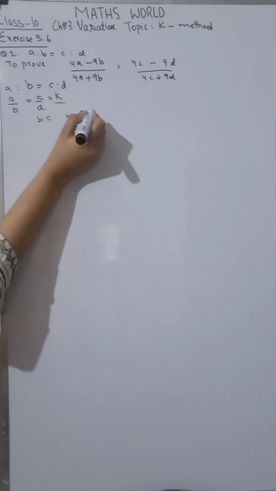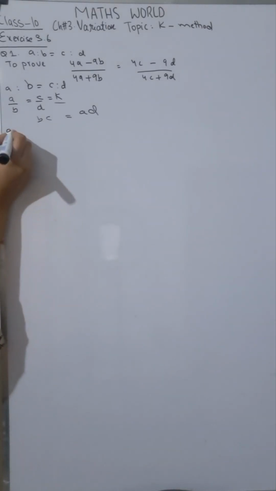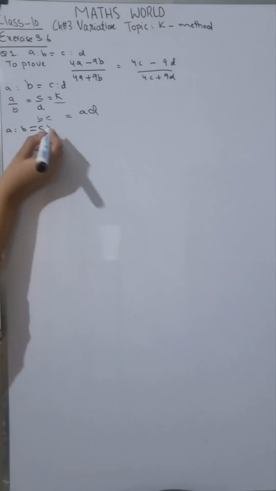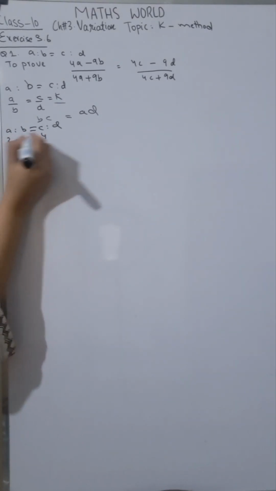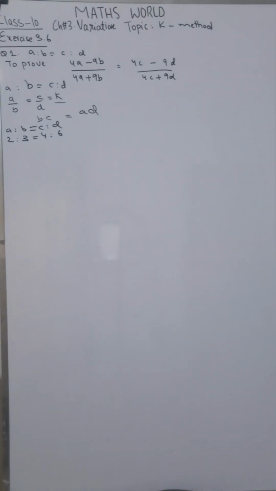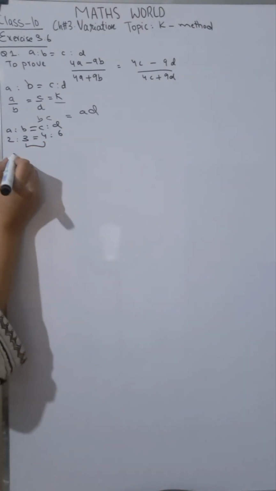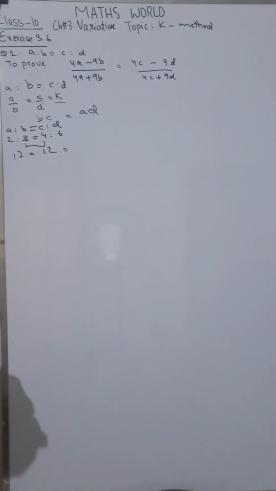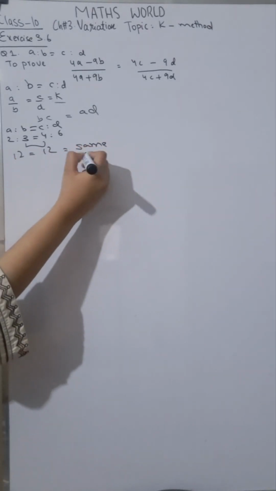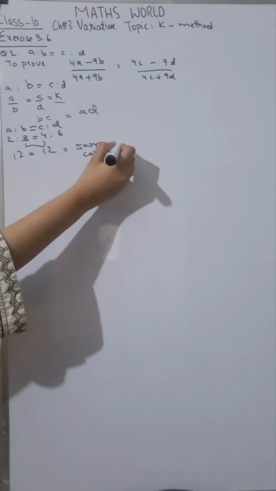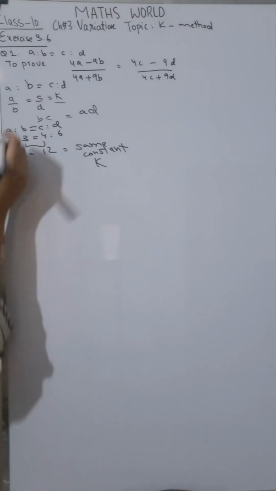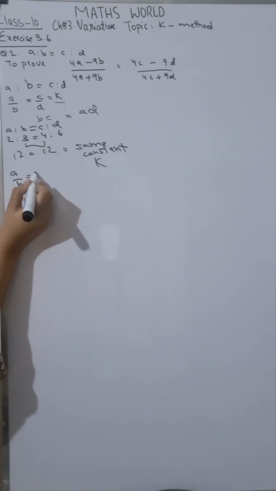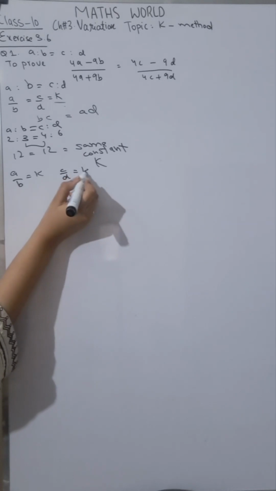When you cross-multiply, BC and AD, what is this? You have A ratio B equal to C ratio D. If you have 3 here, 4 here, 2 here and 6 here, when you multiply both, 12 equals 12. These are the same, or we can write it as a constant. The same constant can be represented by this K. You should know how this K is coming. So now you can write A over B equals K and C over D equals K.